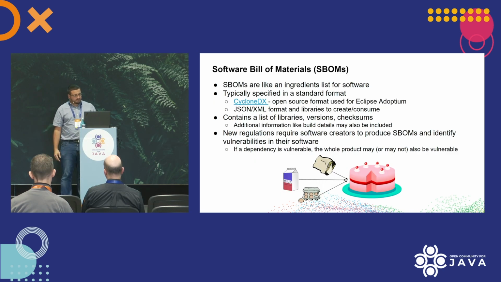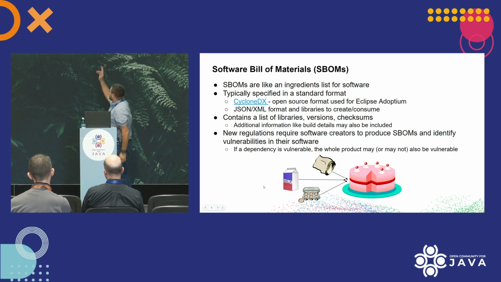So we have this idea of a software bill of materials. So I do quite enjoy a bit of food. And here we have a bit of food. It's a cake, right? And the cake has a couple different ingredients. It's got some flour in it, it's got some milk, and it's got some eggs. And if any of these is poisoned, then the whole cake will end up being poisoned. And that's generally not good for eaters of cake.